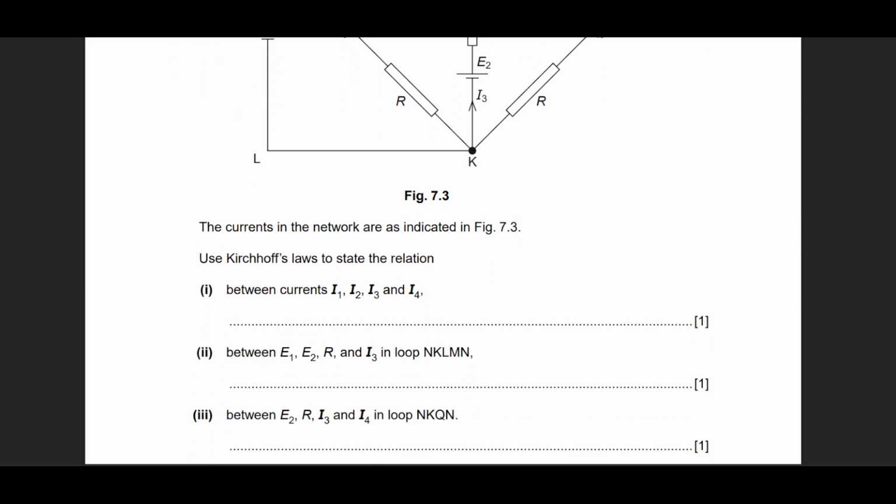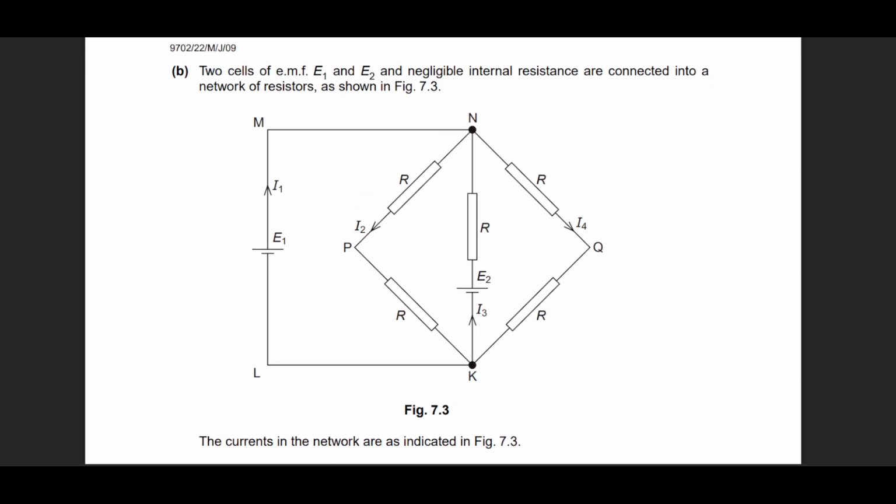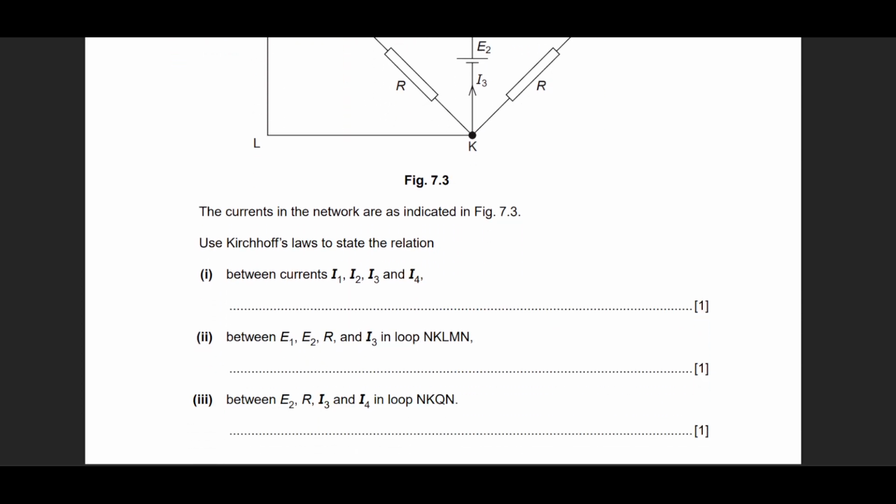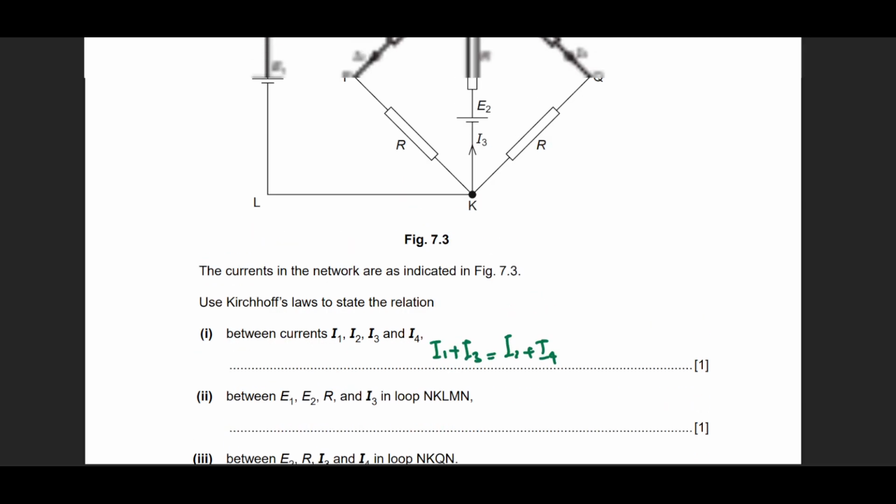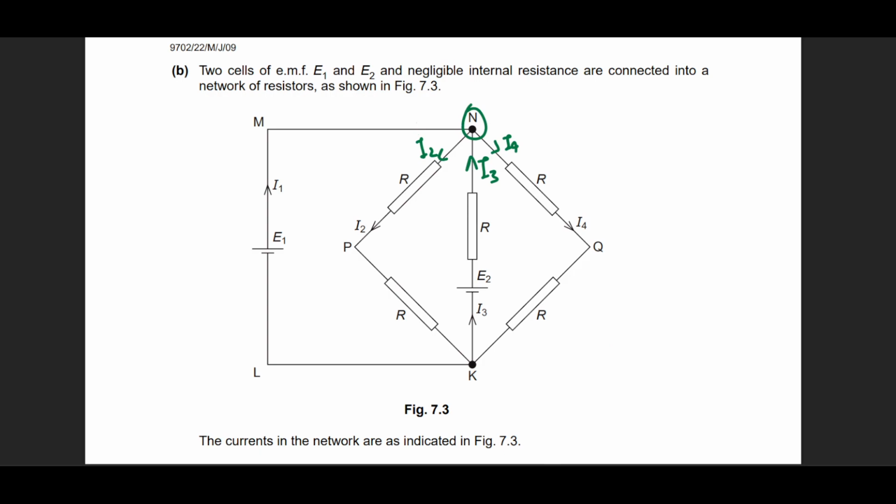Okay. So he says relationship between I2, I1, I3. So pick any junction where you can find all of them together. So let's choose N as the junction. So carrying I1 is entering, I3 is also entering, and I2 is leaving, and I4 is leaving. So I1 plus I3 is entering, I2 and I4 are leaving. Straight away, Kirchhoff's first law. Current entering equals to current leaving.